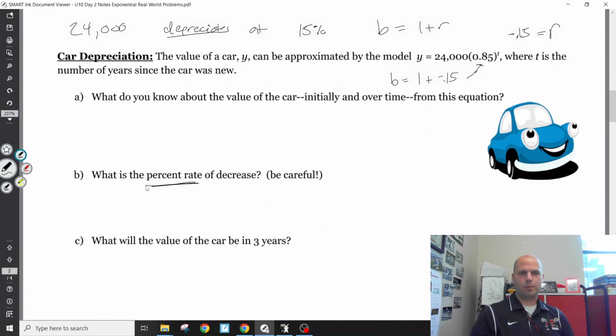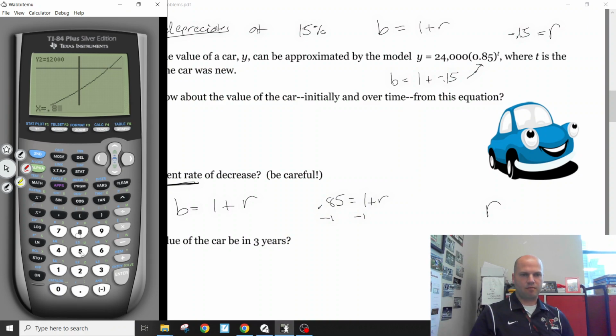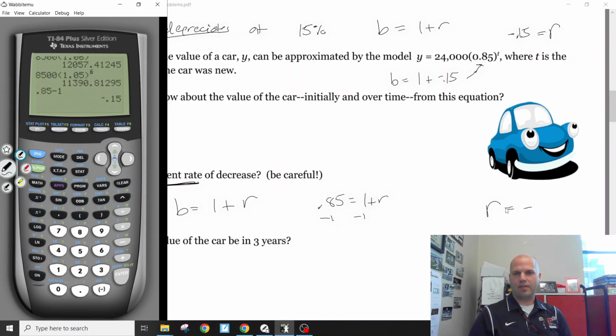Now that's how you can find your percent rate of increase or decrease. B is 1 plus r. Our multiplier is now 1 plus our growth rate. Well, here we have b is 0.85. That's equal to 1 plus r. Subtract 1 from both sides. In your calculator, 0.85 minus 1 on the home screen, and we get negative 0.15. Now that is telling you that we are decreasing, or depreciating, by 15% a year, or we're decaying.